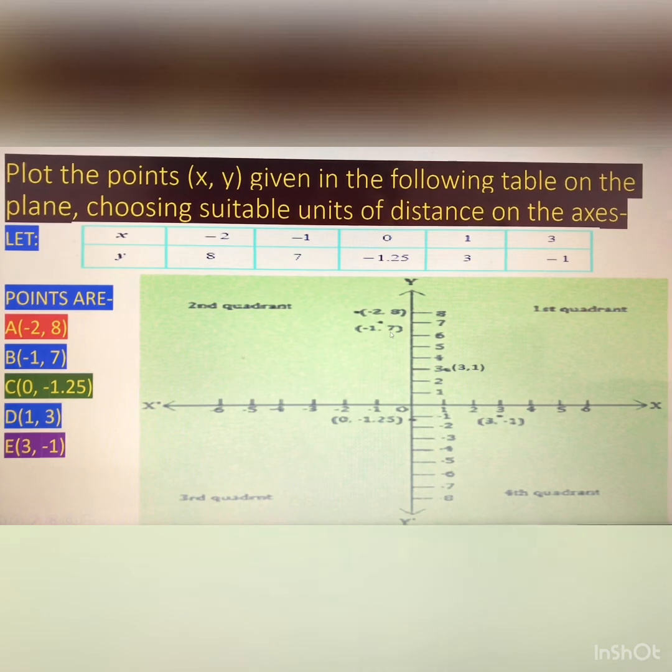Okay, so this is the second point. Next one, (0, -1.25). Ordinate is in the negative direction and abscissa is 100% 0. So you will come between 1 and 2 on the negative direction of the y-axis. So this is the representation of the point (0, -1.25).